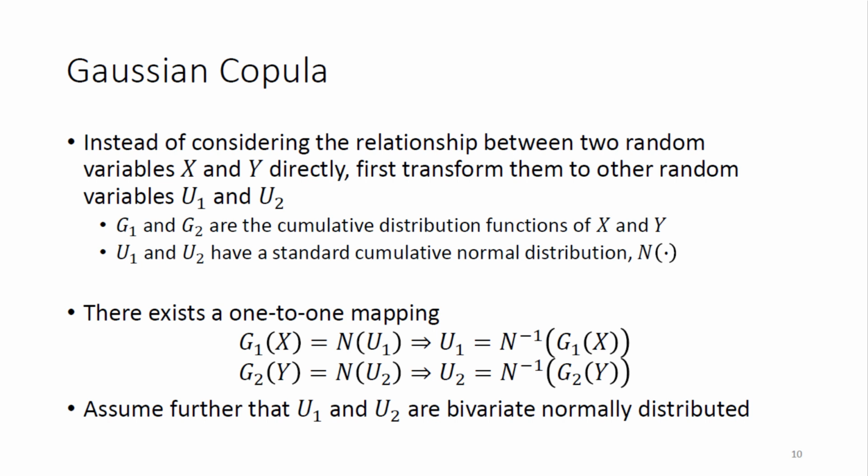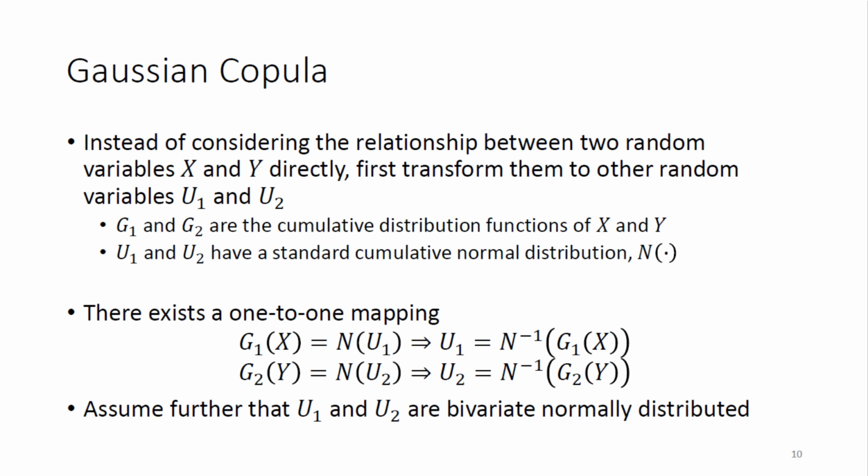So I could simply say, well, if I want to transform an x variable into a u1 variable, what I do is I take the cumulative distribution function of x and I set it equal to the cumulative distribution function of u1, which is the cumulative normal distribution function. And then if I want to rewrite it, I simply take the inverse of the cumulative normal distribution function, that's the N inverse, of G1(x). So that gives me the u1.